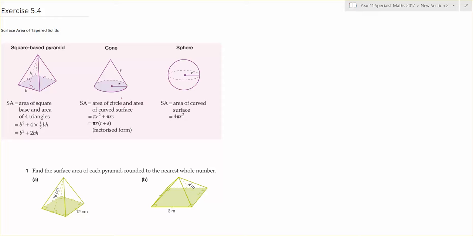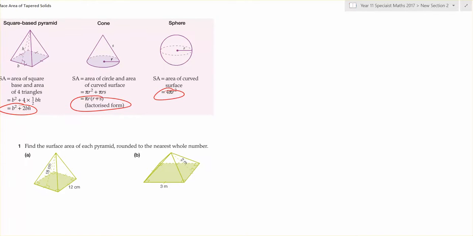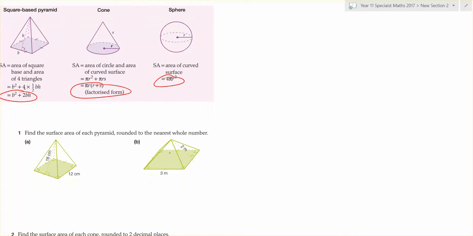So these are the three formulas that we need to find the surface area of a square-based pyramid, a cone, and a sphere. You just got to know how to use these and apply them. For question 1b, we've got a square-based pyramid. I want to find the surface area of it. Very simple. Let's use the formula.